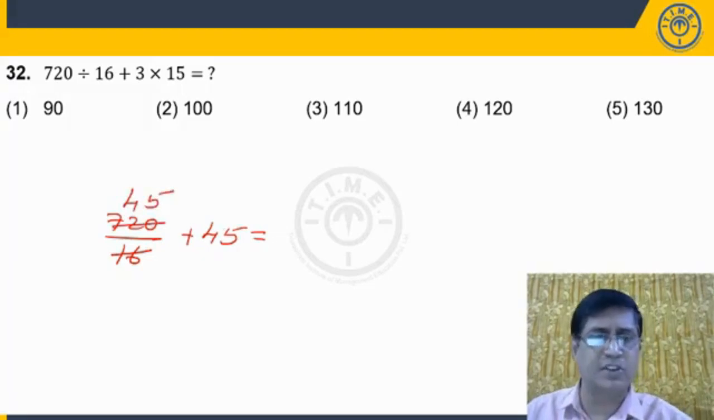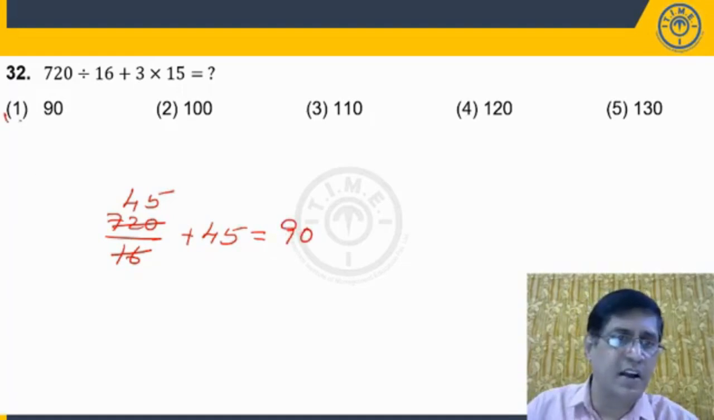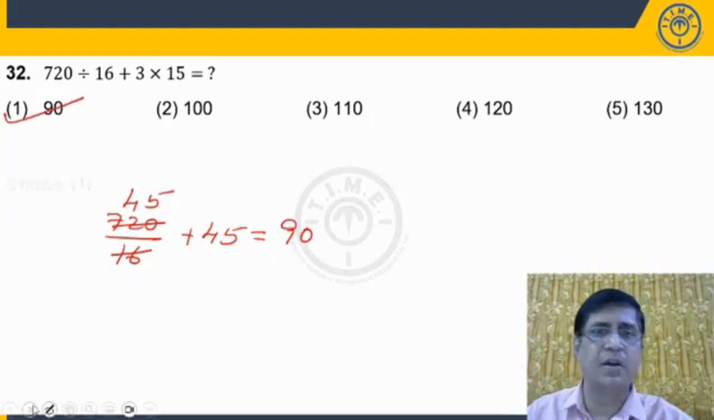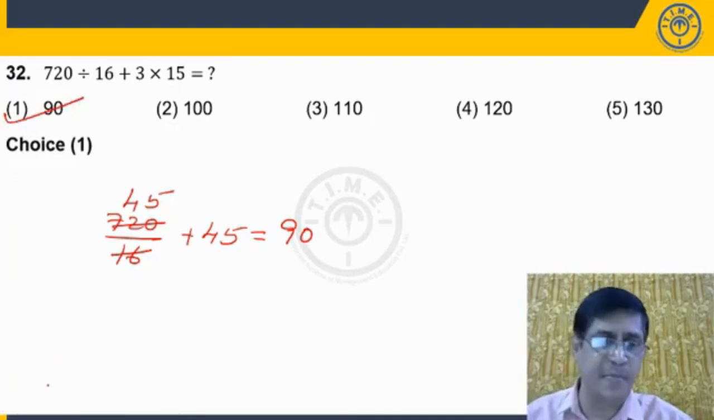How much is the sum of these two values? 45 plus 45, that is 90. Right choice, option number 1. The first choice is the right answer.